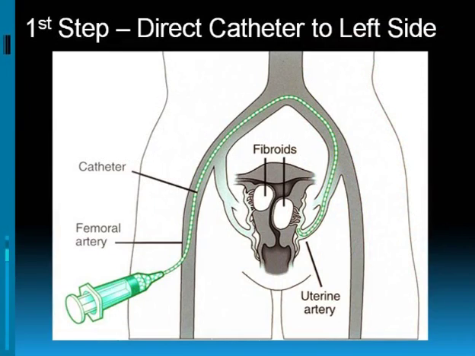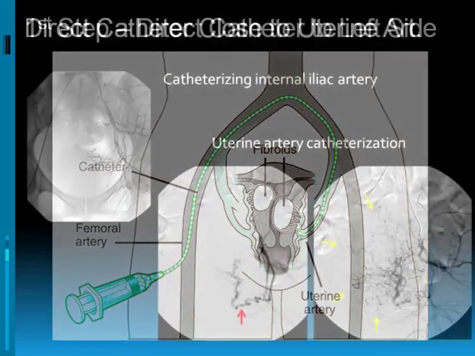And we start off by actually directing the catheter over to the left side. You do have two uterine arteries, one on the left side, one on the right side, and we are able to treat both of those from a single femoral artery puncture. And we tend to start on the left side just because that's the easiest for the procedure.